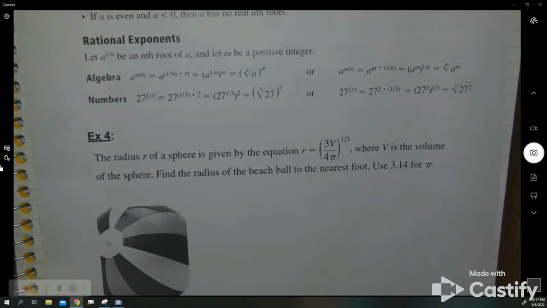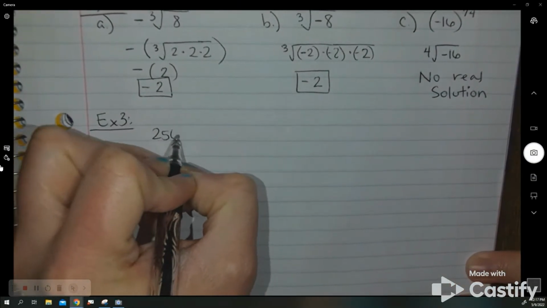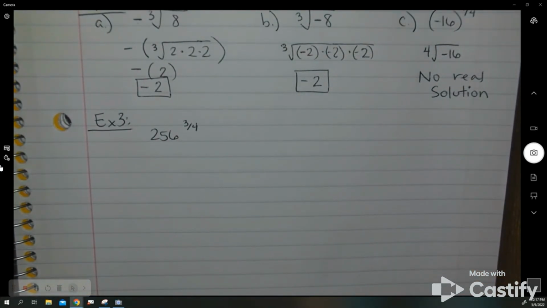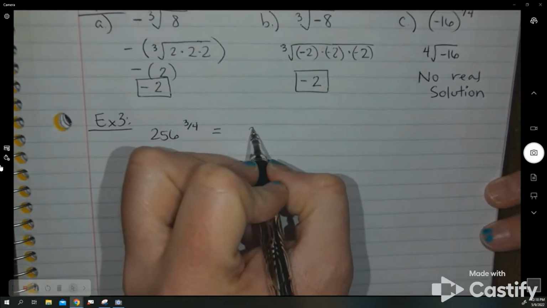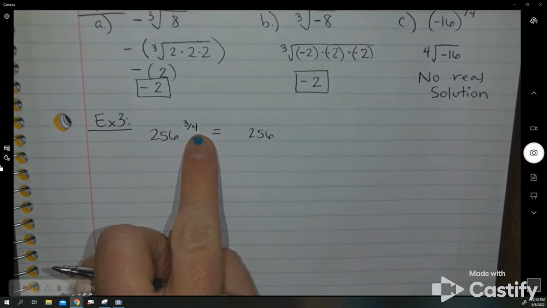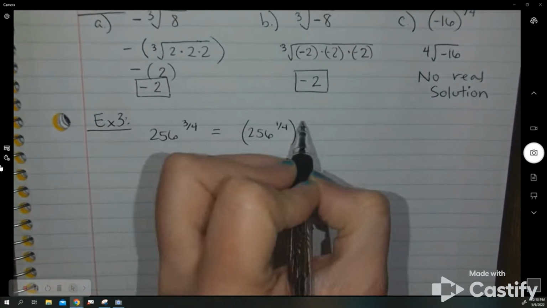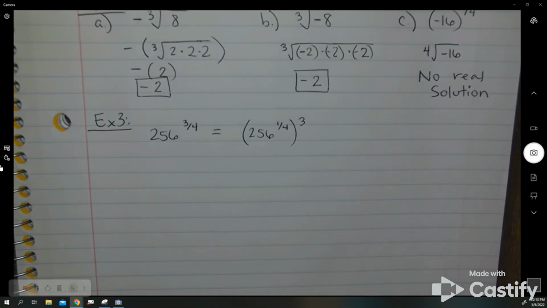If we look at it in terms of actual numbers, let's take a look at example 3, and we have 256 to the 3/4 power. One way that we can write this is that 256 is still our base, and I take the denominator 4 and make it the 1/4 power, and then I raise that to the 3rd power because I have 3 sets of that 1/4 power. That's what this means: 3/4 is 3 sets of 1/4.